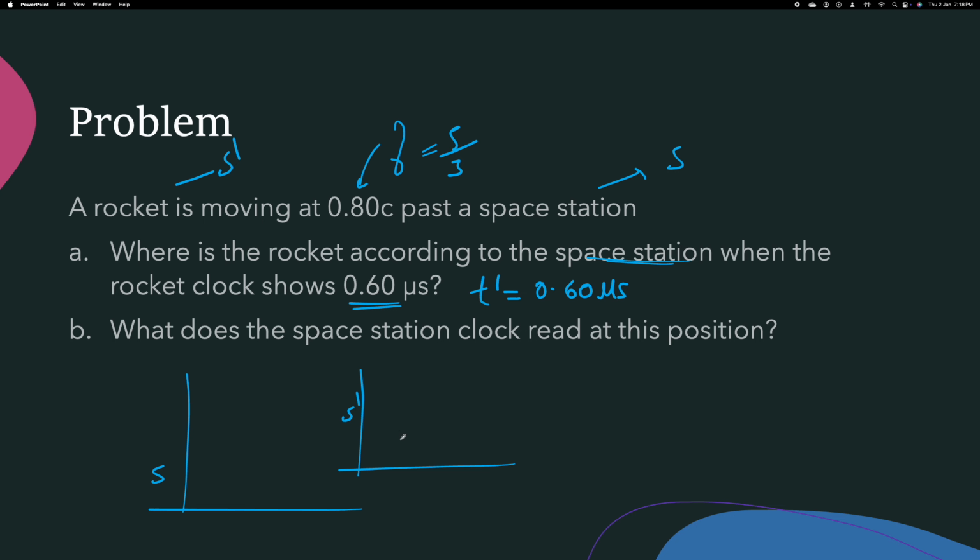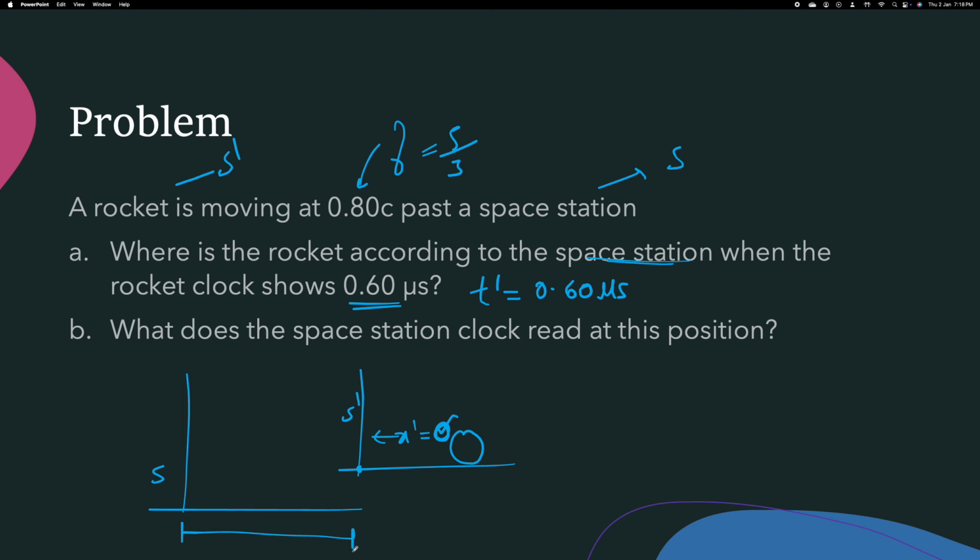Now we're not talking about any object within the rocket. If there was a football or anything inside the rocket, we would have written x prime to be some distance of that object. But we're not talking about any object within the rocket, so x prime will be zero, because x prime is nothing but the position of an object inside the rocket with respect to S prime. There's no object in this problem. Therefore, x prime is zero.